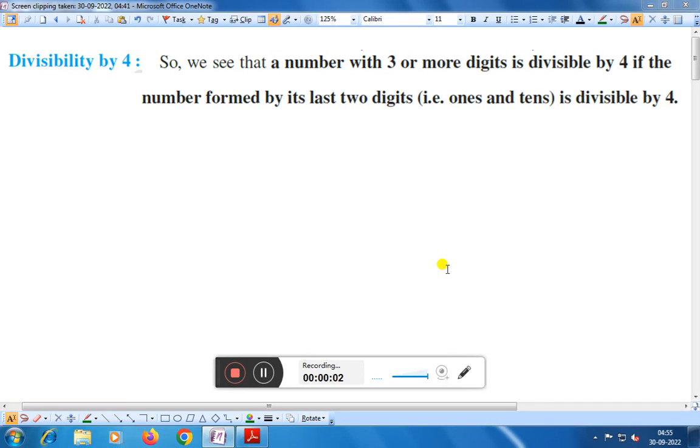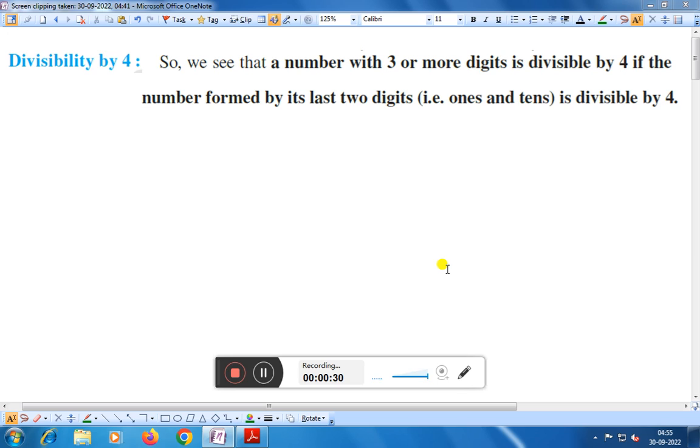Hello friends, today we shall discuss divisibility by 4. The rule of divisibility by 4 is: a number with 3 or more digits is divisible by 4 if the number formed by its last two digits is divisible by 4. Let us take some examples.